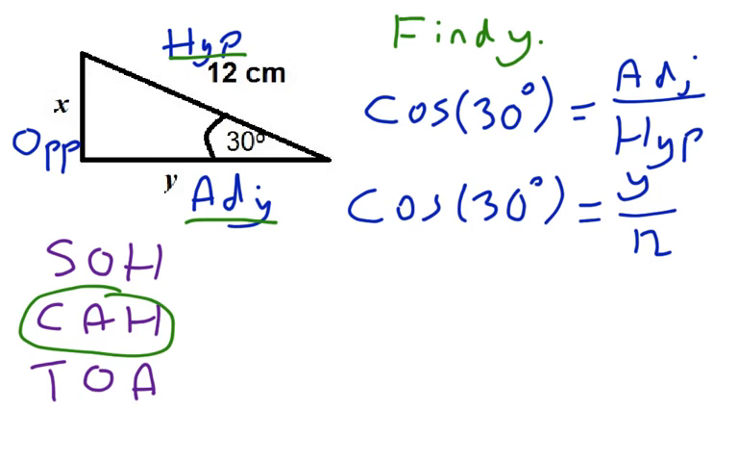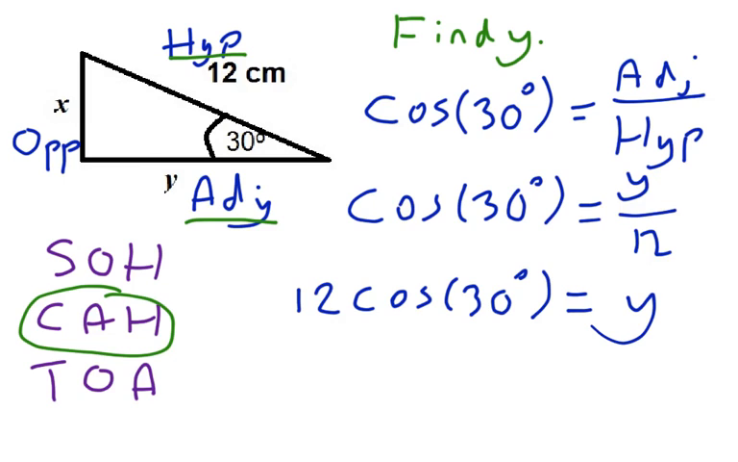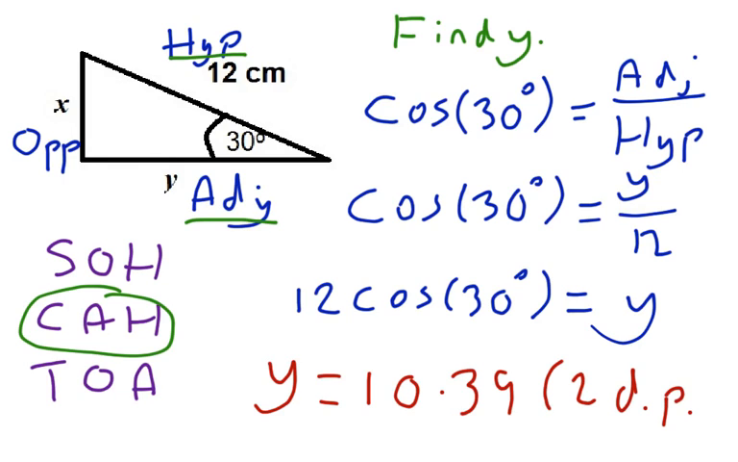And just like with sine, we've got to get the 12 off the bottom of that fraction, so we need to multiply both sides by 12. So 12 cos 30 equals y, and once again put that into our calculator. 12 times by cos of 30 gives us y equals 10.39 to 2 decimal places. And that's how we can use trig and SOHCAHTOA to find the value of a missing length on a right-angled triangle.